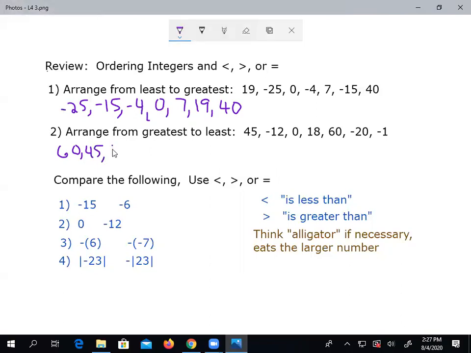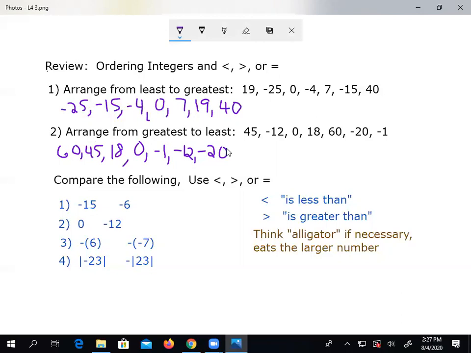I see then the 18. I don't see any more positive numbers. So 0 would be the next number because that's not as good as having money, but it's better than owing money. So as far as the debts go, I got to go from the smallest debt to the biggest debt. So -1 is not a very bad debt. -12 is worse than that, but -20 would be the worst of all. So -20 would be the smallest value. So that would be from largest to smallest.